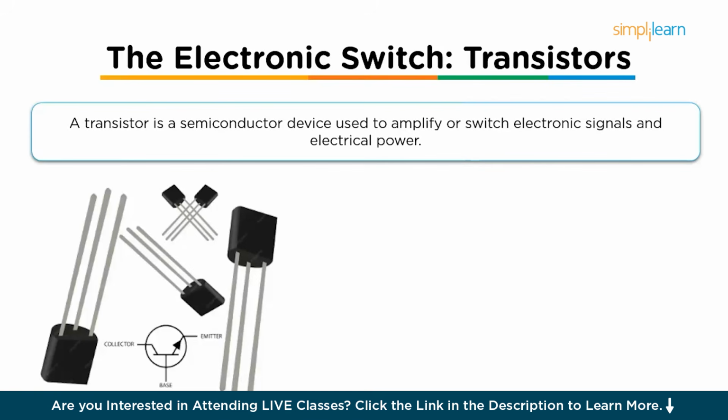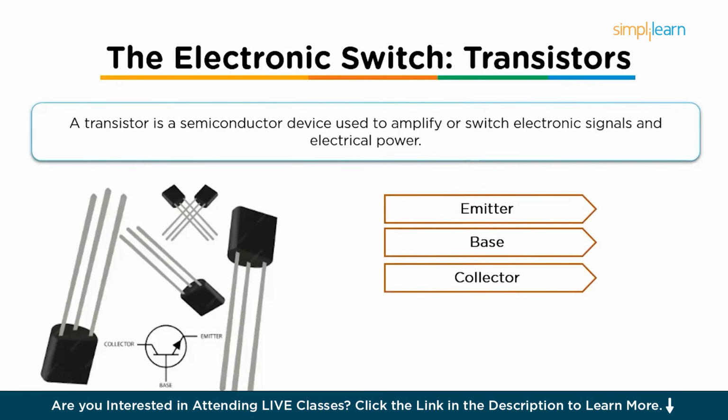These transistors are made of materials like silicon, which have properties that make them ideal for controlling electrical currents. A transistor typically has three layers: emitter, base, and collector. The base controls the current flowing between the emitter and the collector, making the transistor either conductive or non-conductive, depending on the signal received.